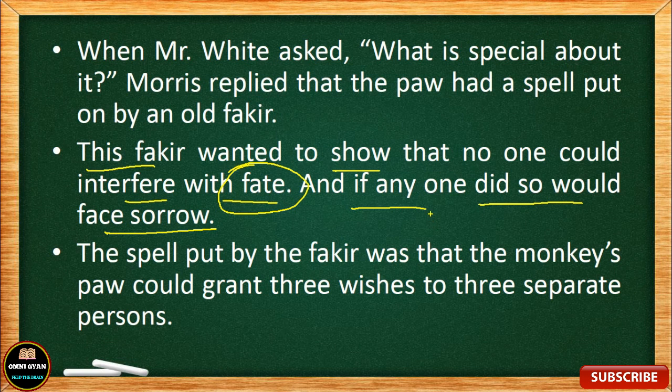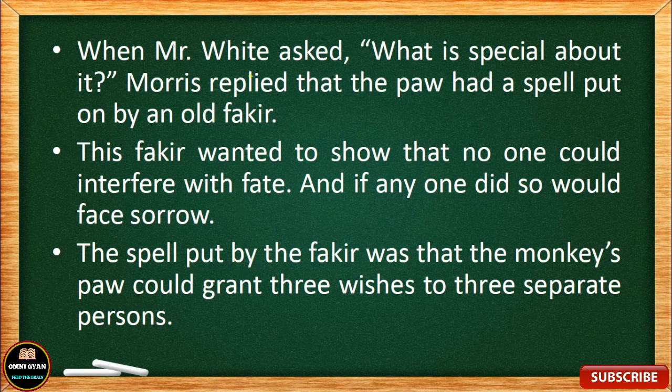Alright, I hope you have understood this thing. So this fakir actually wanted to prove this thing only. Anyways, now Mr. White asks this question, what is special about it? Now the speciality of this monkey's paw is that the spell put by the fakir was that the monkey's paw could grant 3 wishes to 3 separate persons. So the magical thing about this monkey's paw is that it could grant 3 wishes to 3 different persons.